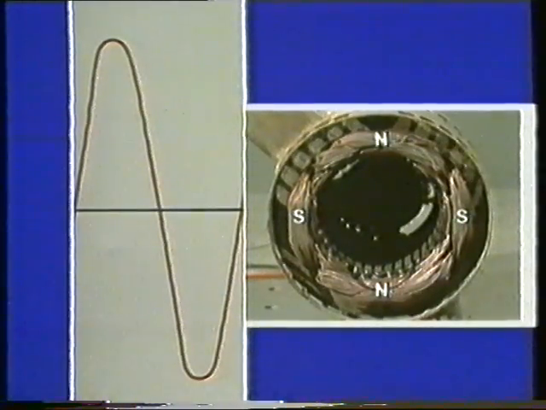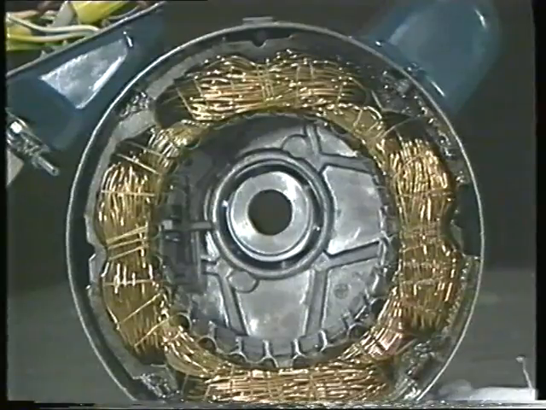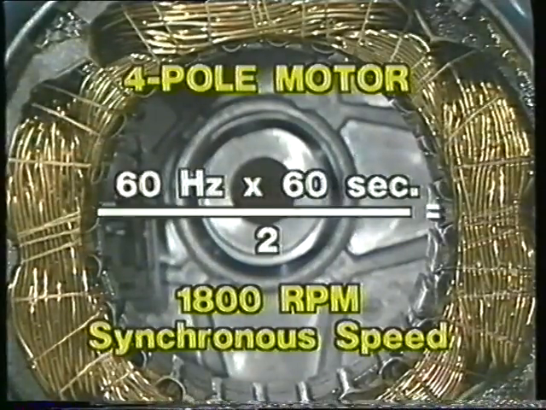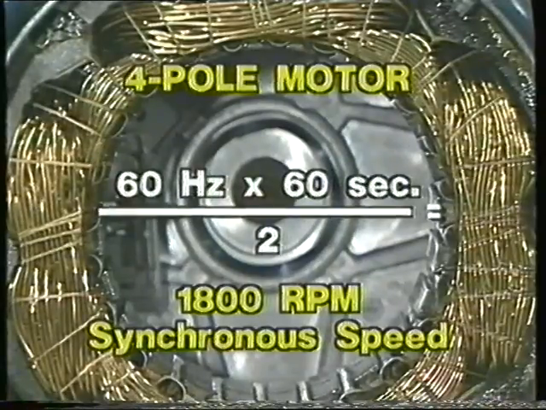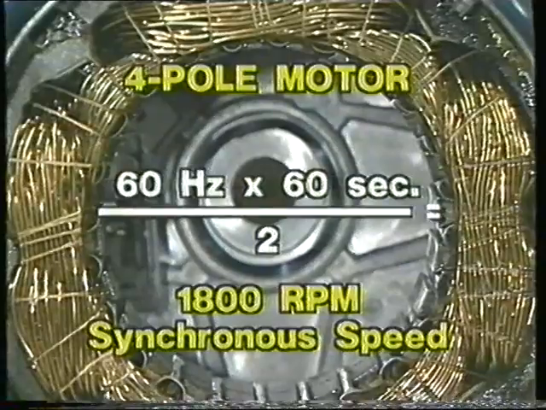As a result, the synchronous speed of any motor in RPM equals the frequency in hertz times 60 seconds per minute divided by half the number of poles. A four-pole motor powered by 60 hertz AC has a synchronous speed of 60 times 60 divided by 2, or 1,800 RPM.